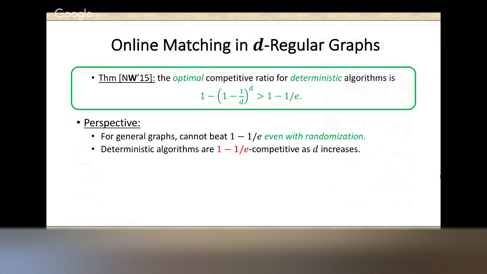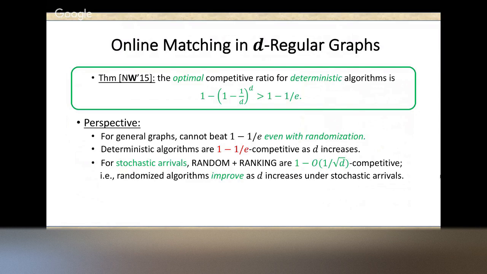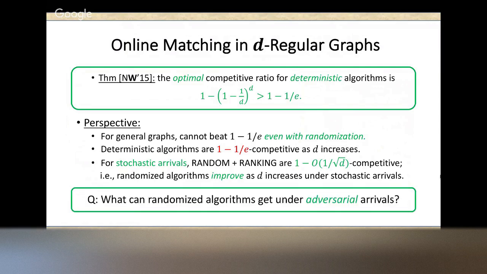Another point of comparison, which we didn't discuss earlier: stochastic arrivals on regular graphs, so this does seem like a fair comparison now. Random and ranking are 1 minus order 1 over square root of d competitive. Not both: random is good for the IID model, and ranking is good for the random permutation model. All I'm saying is some simple randomized algorithms studied before tend to 1 as d increases. So at least for stochastic arrivals, the problem gets easier as d increases. And the natural question is, what can randomized algorithms do under adversarial arrival?